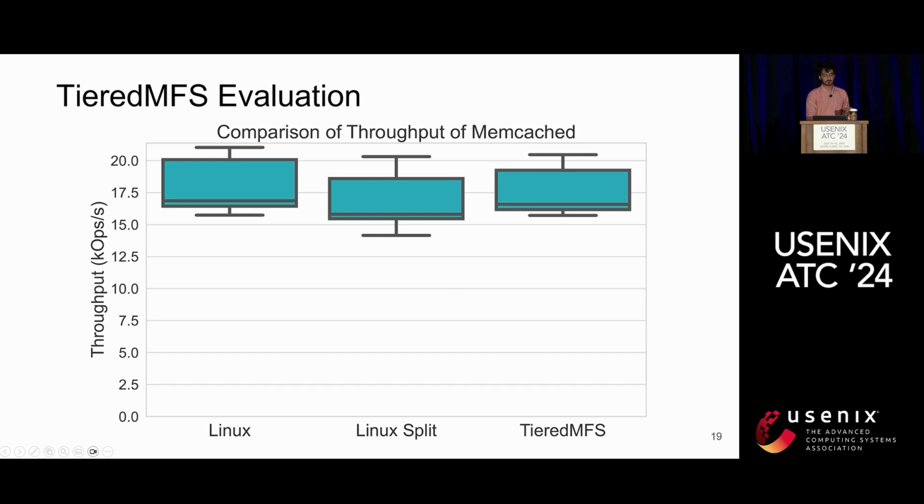We tested tiered MFS by running memcached with about 40 gigabytes of memory with YCSB using a Zipfian distribution and measuring the throughput in 3 configurations. The section labeled Linux is base Linux with all the memory in the local node.